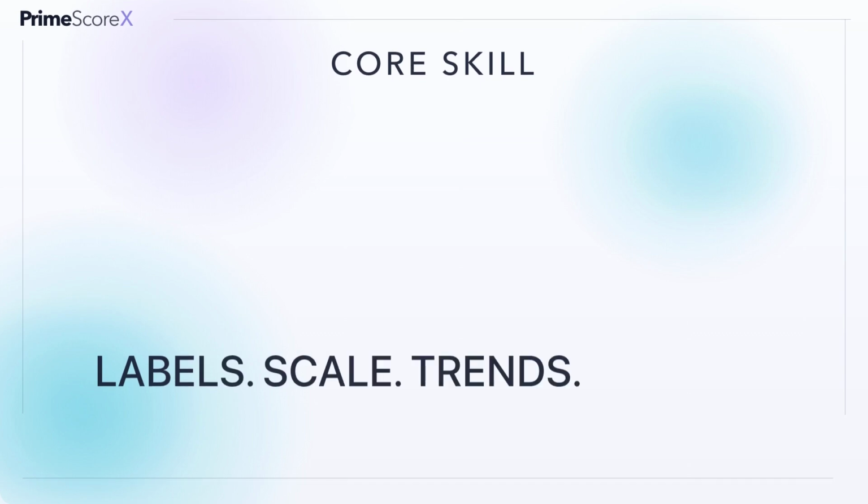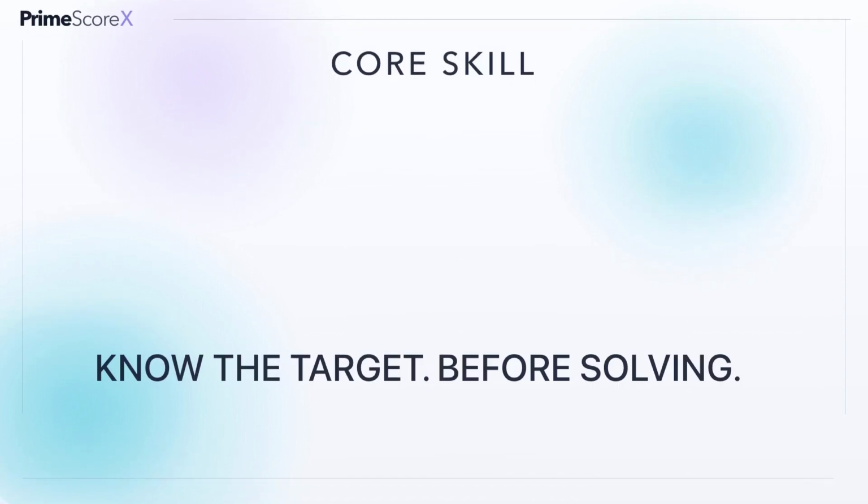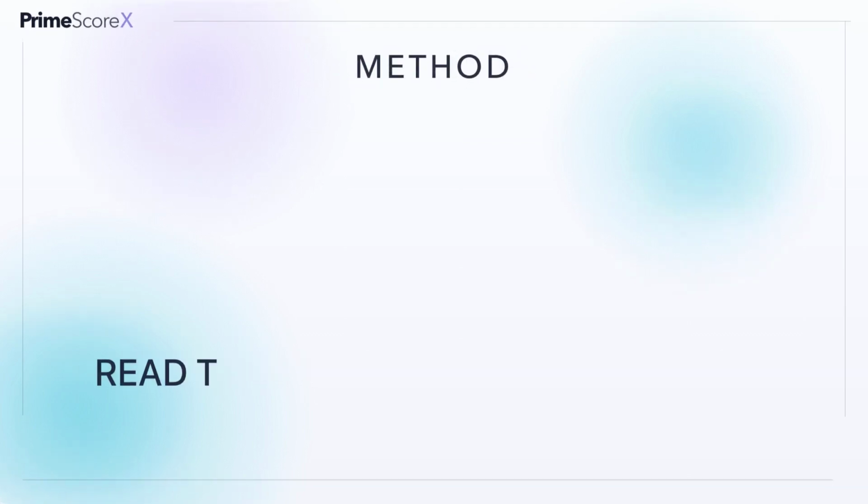For this lesson, keep 4 ideas active: labels, scale, trends, and values. These are the signals that tell you what kind of math the question is testing. When you can name this skill, you can stop guessing and start selecting the correct method. The first decision is always the target. Before you write an equation, use a calculator, or apply a formula, ask what the question wants as the final answer. This small habit prevents one of the most common TEAS math mistakes: doing correct work for the wrong value.